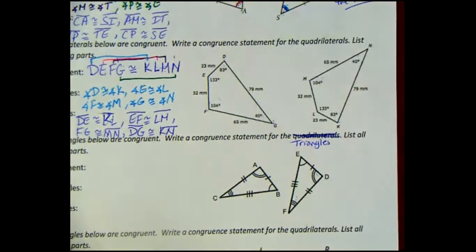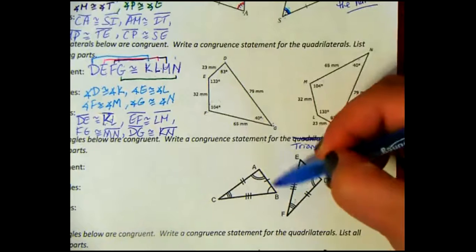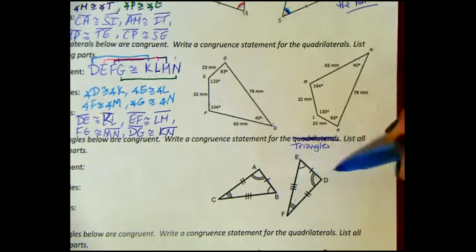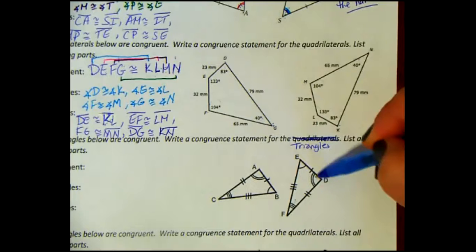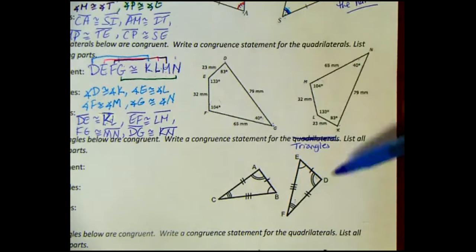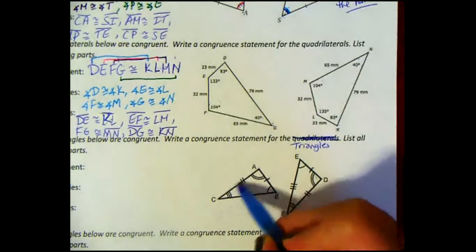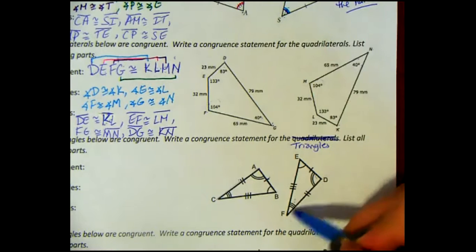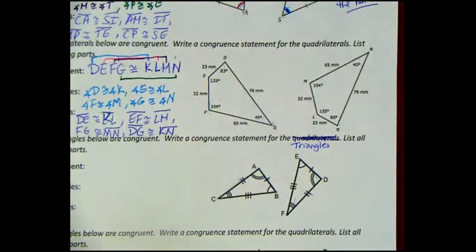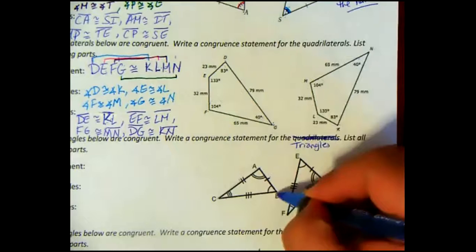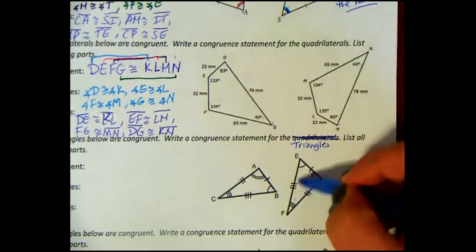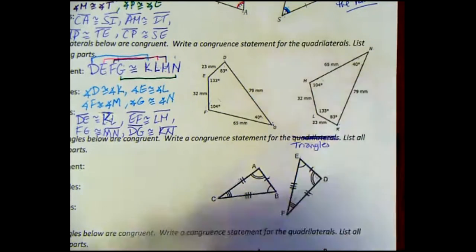Okay, the sides are similar, same. Side AB, this side right here, has 1 tick mark. Side ED has 1 tick mark. Okay, side AC has 2 tick marks. Side DF has 2 tick marks. So those are congruent. Side BC has 3 tick marks, and side EF has 3 tick marks.